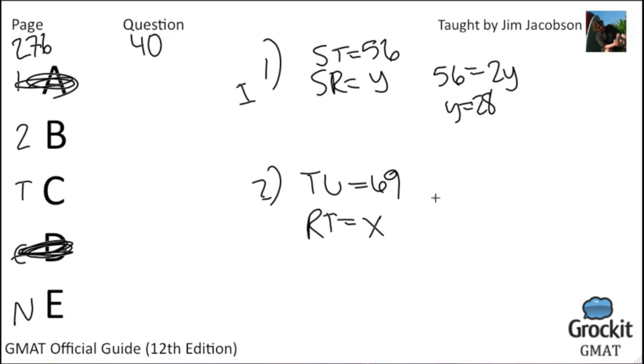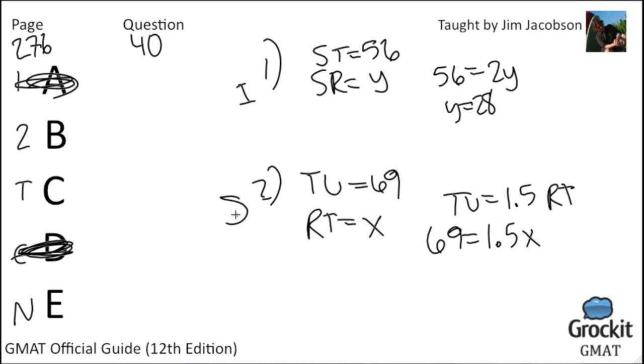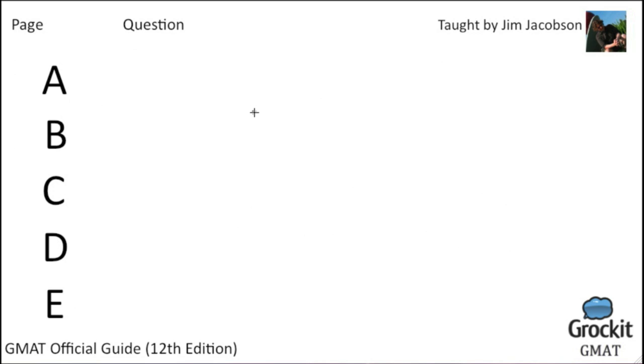So, this tells us that TU equals 1.5 times RT. So 69 equals 1.5 times X. And from there, we could divide both sides by 1.5, and we would solve for X. Statement 2 is sufficient. We can cross off C and E and confirm that statement 2 alone is enough to answer our question. And we can move on to the next column. Still page 276, of course.